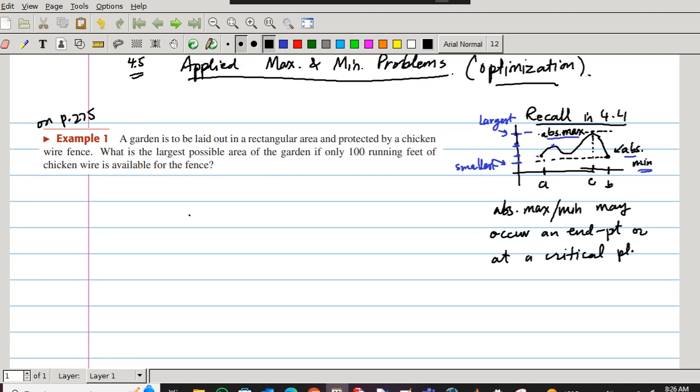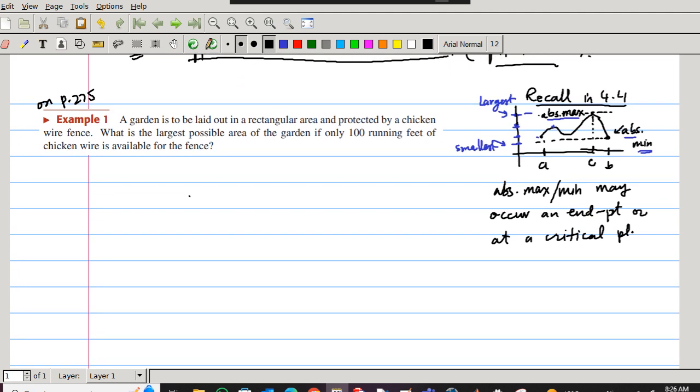So see here, a garden. Now applied maximum minimum problems are, we have to find maximum minima, but a certain scenario will be given from the real problems, like real world problems. So we have to apply the concept of finding maximum minima over these problems. That's why they call it applied problems.